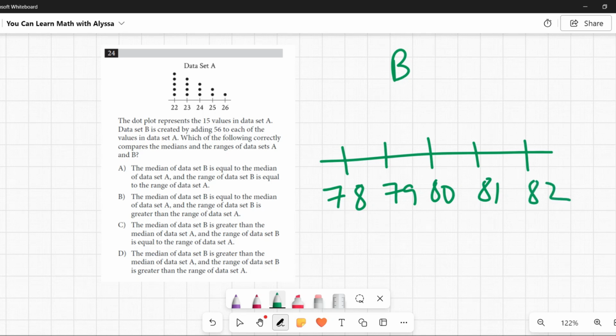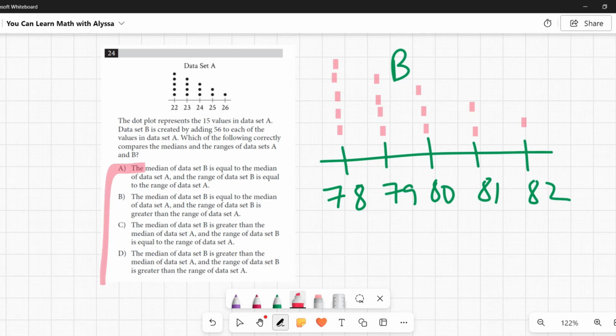Okay, if we look at the dots, let's see, we've got 1, 2, 3, 4, 5, 1, 2, 3, 4, 1, 2, 3, 1, 2, and 1. Okay. So which of the following correctly compares the medians and the ranges of datasets A and B? Well, before we look at all of their comparisons, because there's a lot of words there, let's get an idea of what we're looking for.